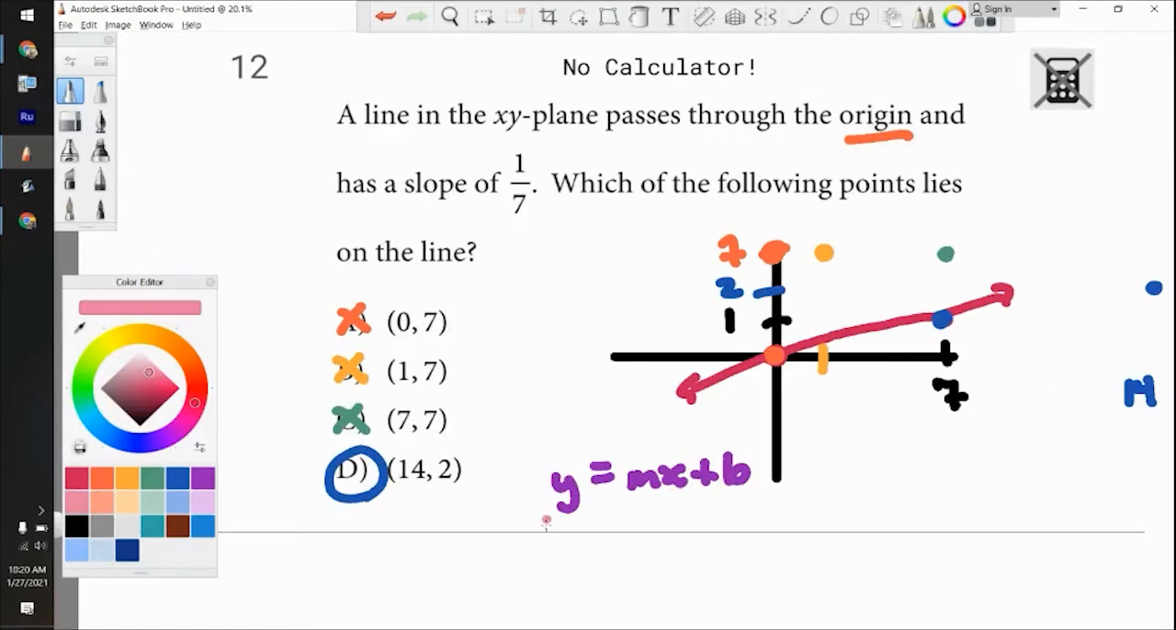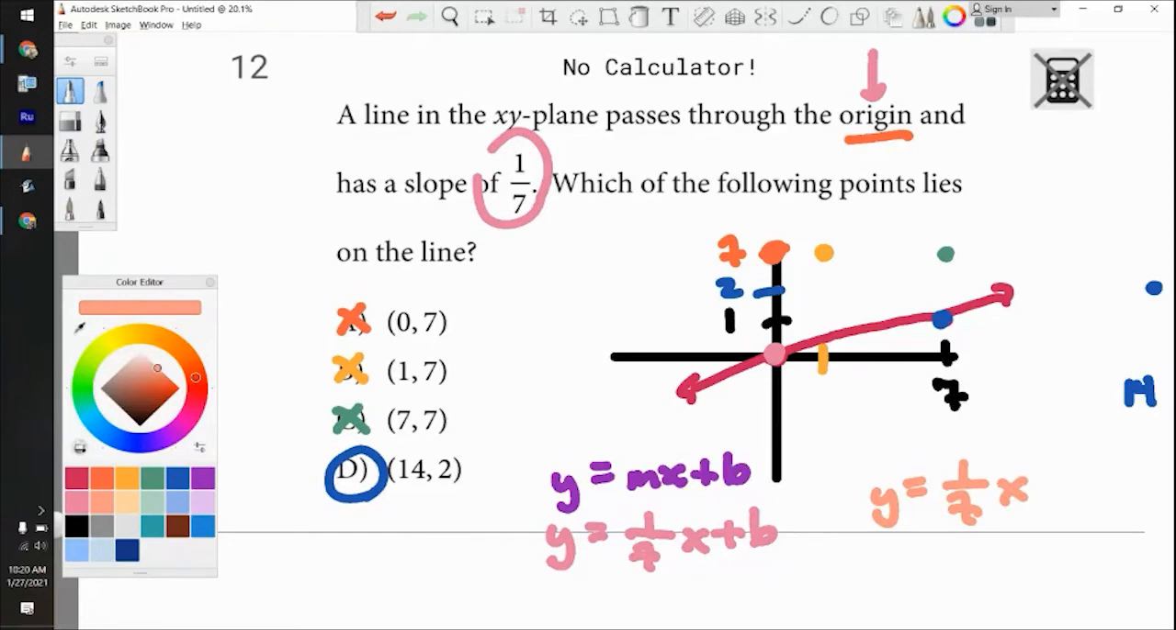Well, the m in this case is going to be 1/7 because it says it right there, 1/7. So it's going to be 1/7 x plus b. But your b is technically 0 because b represents the y-intercept, which is the origin. So really, this would be y equals 1/7 x plus 0, which is 1/7 x. So what you can do is plug in all of these x's here and see which of them actually get the right y value.